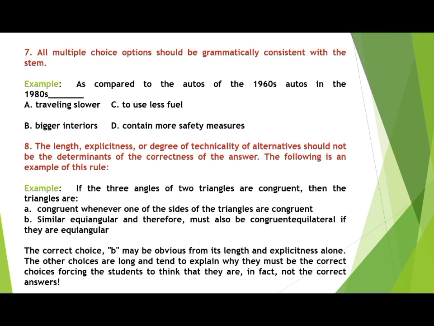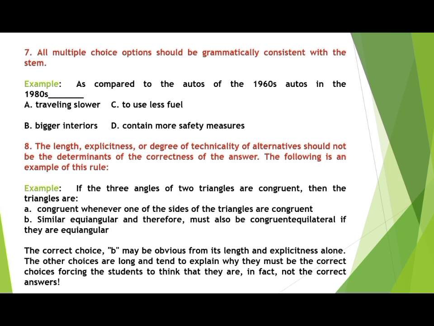So, guideline number 8: the length, explicitness, or degree of technicality of alternatives should not be the determinants of the correctness of the answers. The following is an example of these rules. If the 3 angles of 2 triangles are congruent, then the triangles are congruent on every one side if the triangles are similar, incongruent, and therefore must always be congruential if they are irregular. The correct choice is letter B.